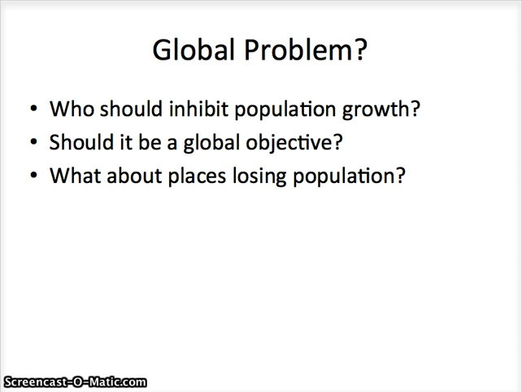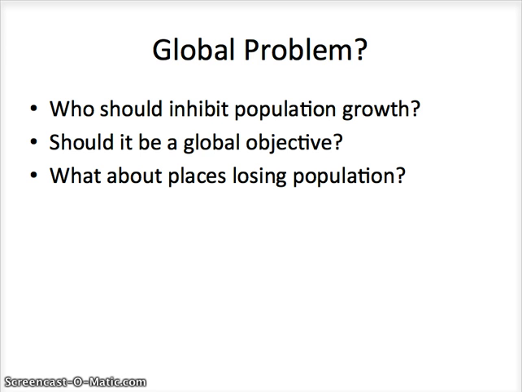So when we think about population, these are some questions that I want you to ponder, and these will actually be questions on the discussion board. Should we inhibit population growth? If we think population growth is a problem and it's growing too quickly, should it be a global objective? And who should inhibit it? So if we decide, well, the world needs to do something about it, then who's going to do that? Whose job is that going to be? And how are we going to do that at a global level?